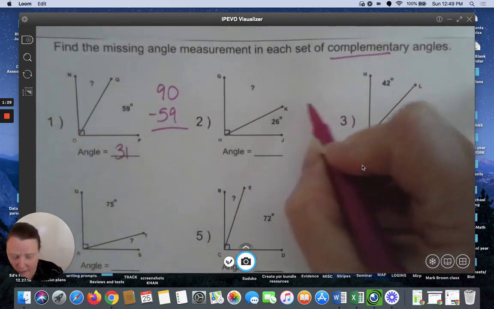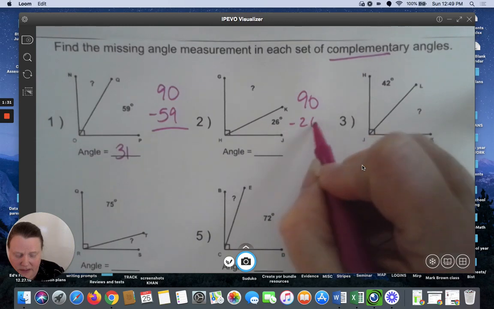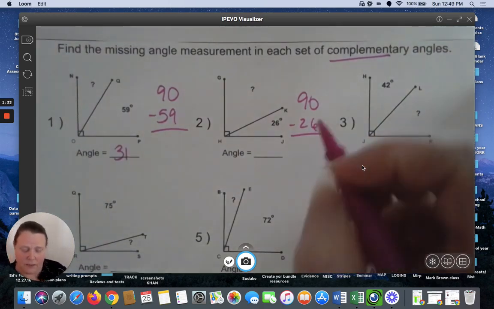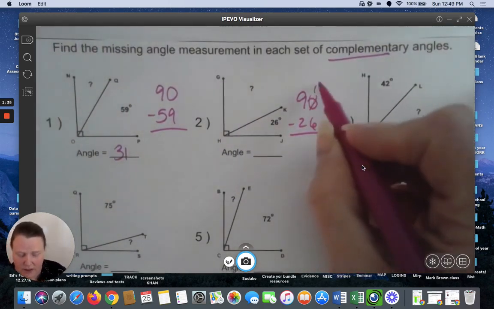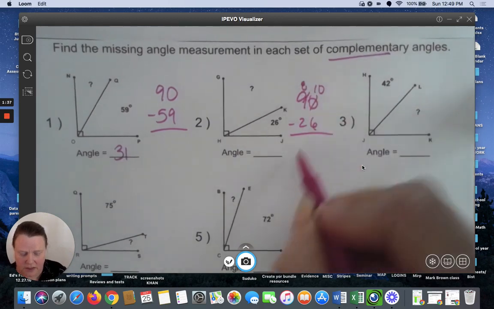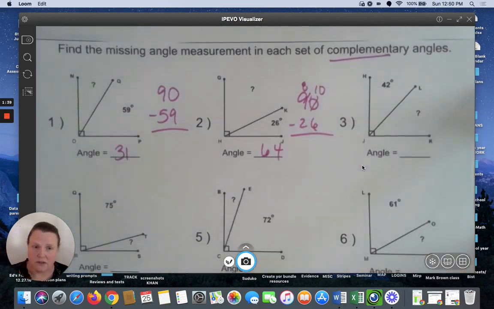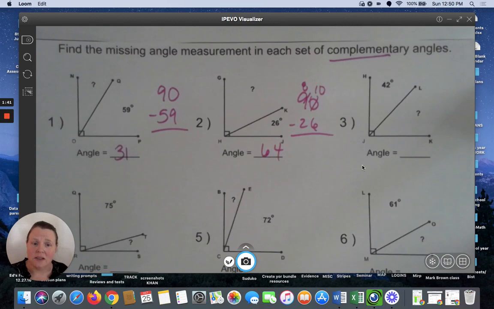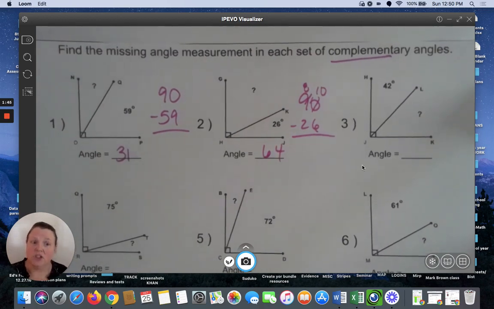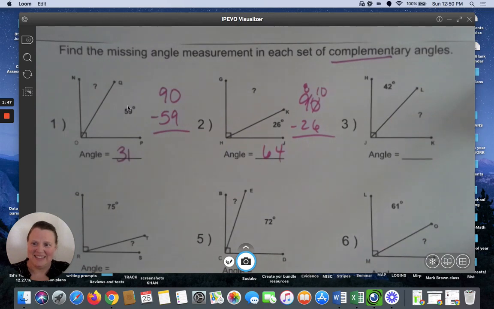So again, it's the same thing. It's 90, take away 26, and then we would do the math and get an answer. Let me do this one real quick. So I have 64 as an answer. And if you want to pause the movie and try these, I'm going to let you do that, and then we'll check to make sure that they're correct.